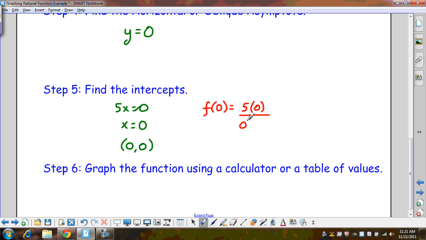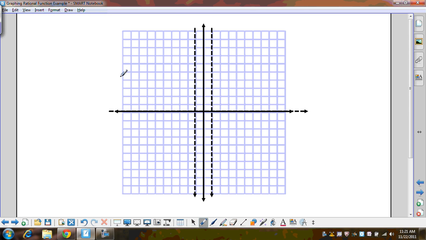To find the y-intercept, I'm going to evaluate f of 0. In other words, set x equal to 0. So if I do that, I get 5 times 0 over 0 squared minus 1. So that gives me 0 over negative 1, which is 0. So my y-intercept is (0, 0).